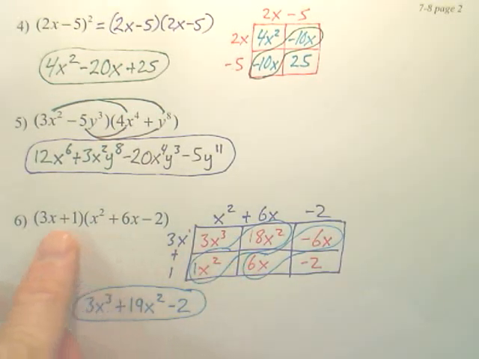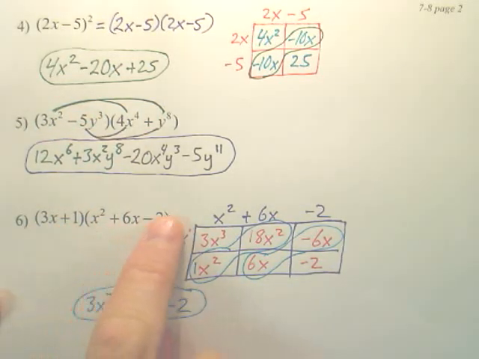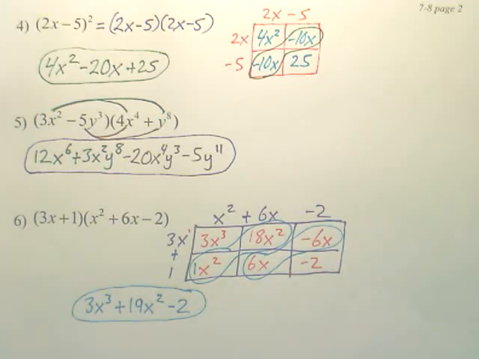You could also do this problem by doing a FOIL method, except you FOIL this number by all 3 and then FOIL this number by all 3. It's kind of big. I kind of like the box for a bigger problem like this.